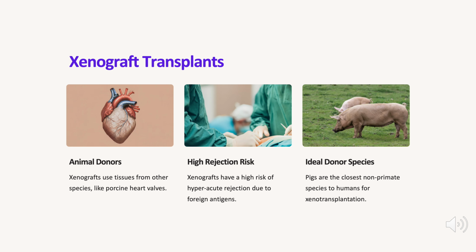3. Ideal donor species. Pigs are considered the most suitable non-primate species for xenotransplantation due to physiological and anatomical similarities with humans. Despite this, significant immunological barriers still exist, necessitating ongoing research to overcome rejection and ensure the success of xenograft procedures.